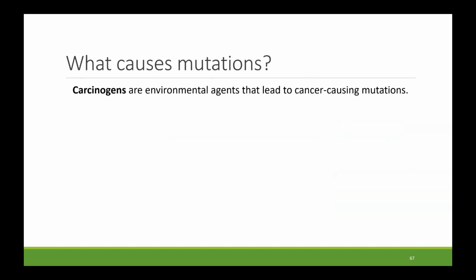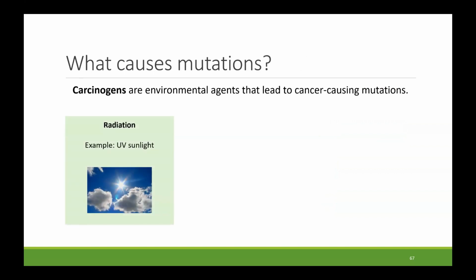And what causes these mutations in the first place? Well, some cancers are caused by mutations that are inherited and passed down from your parents, but that is very rare. More often, the mutations are brought about by exposure to carcinogens, which are environmental agents that lead to cancer-causing mutations. And carcinogens can come in three forms.